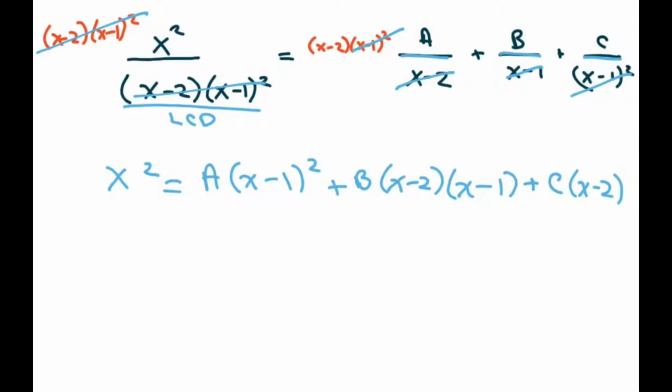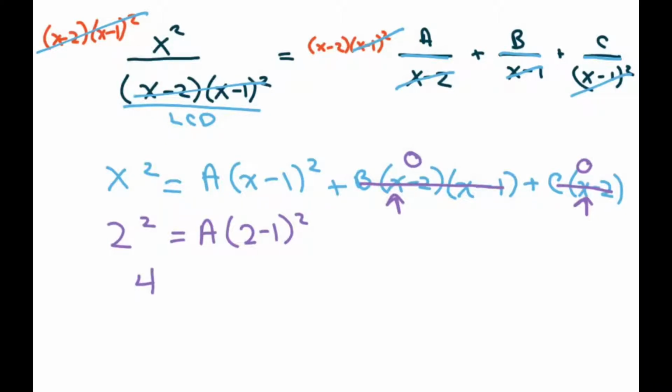Alright, now we're going to pick values that I can eliminate. So the first thing I'm going to do, if I let x be 2, when I plug in a 2 here, I'm going to get a 0. Plug in a 2 here, I also get a 0. So this eliminates these two here. So I just plug a 2 in here, so you get 2 squared equals a times 2 minus 1 squared. So we get basically 4 equals a, or 1 times a.